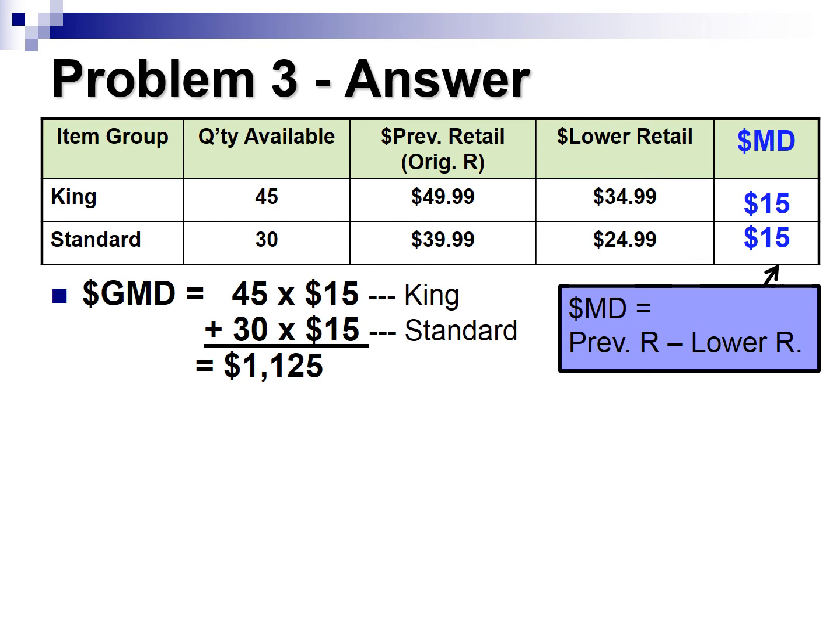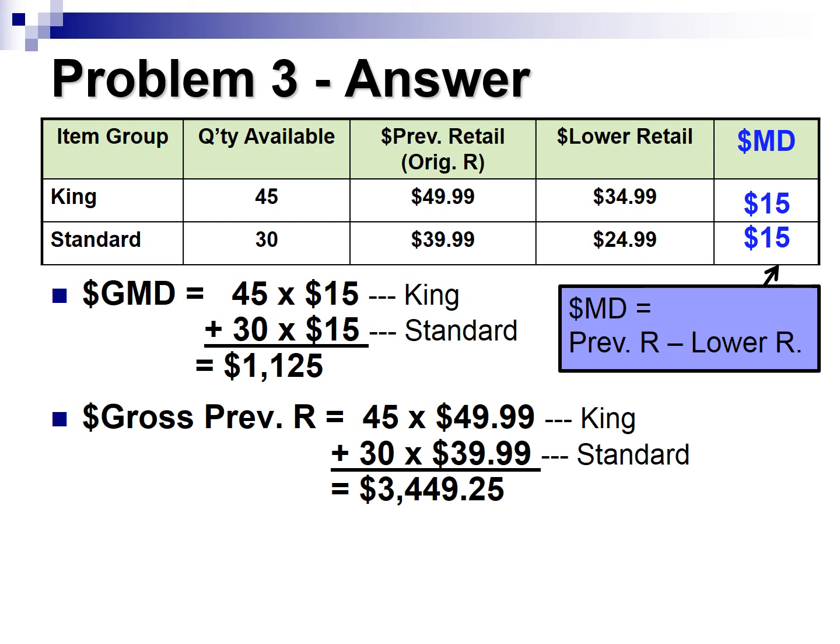And the next step will be to calculate gross markdown dollar. Gross markdown dollar is the sum of dollar markdown of all items, and in this case we have two groups of items, king and standard. We can calculate gross markdown for the king and then for the standard, and we add them all up. For king, dollar markdown was $15 times 45 units available. Standard, $15 dollar markdown times 30 units available. So that gives us $1,125 gross markdown for both king and standard pillows combined.